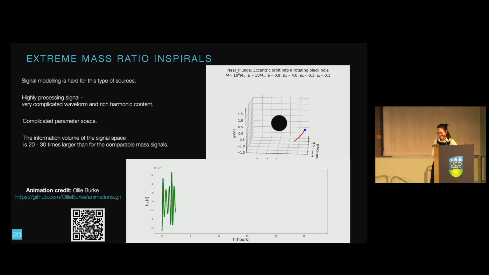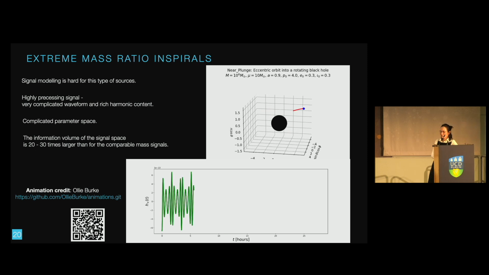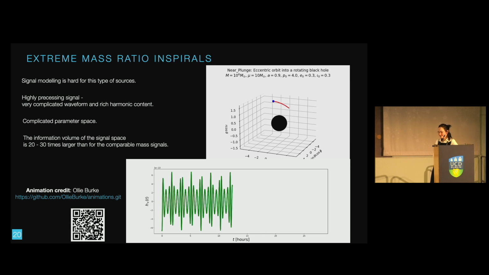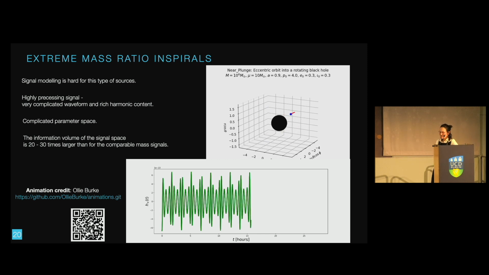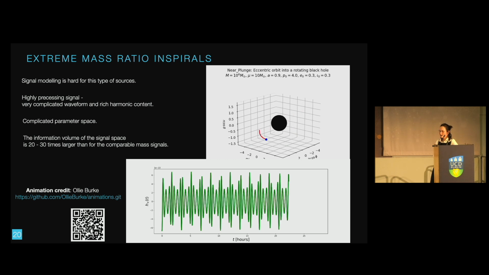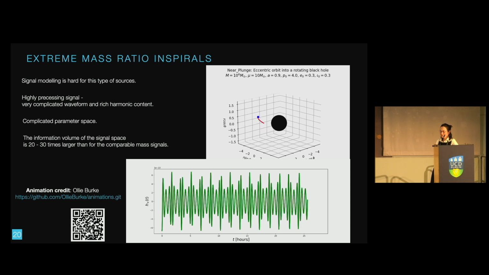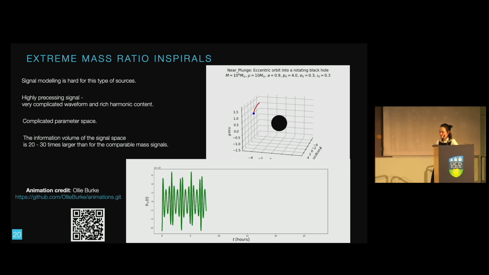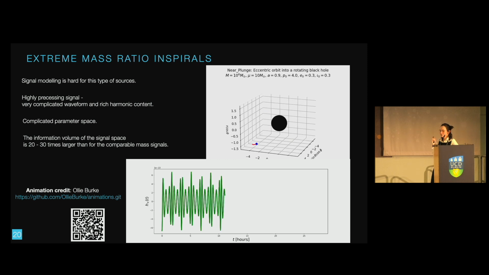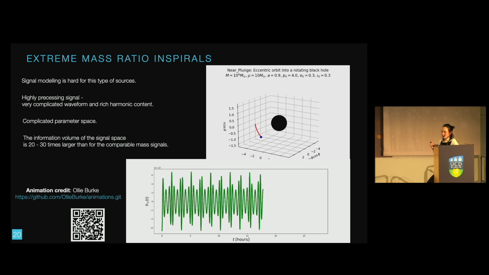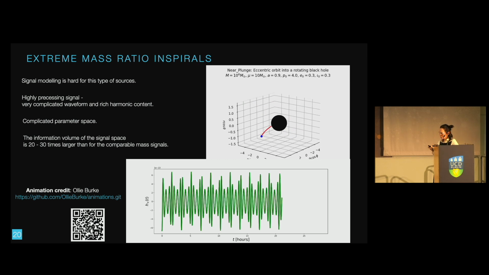And that brings us to our last source, extreme mass ratio inspirals, which is the most difficult source in terms of data analysis. Because their signal modeling is hard, they have very complicated waveforms that are rich in their harmonic content, a very complicated parameter space, and the volume of the parameter space is much larger than for equal mass massive black holes.